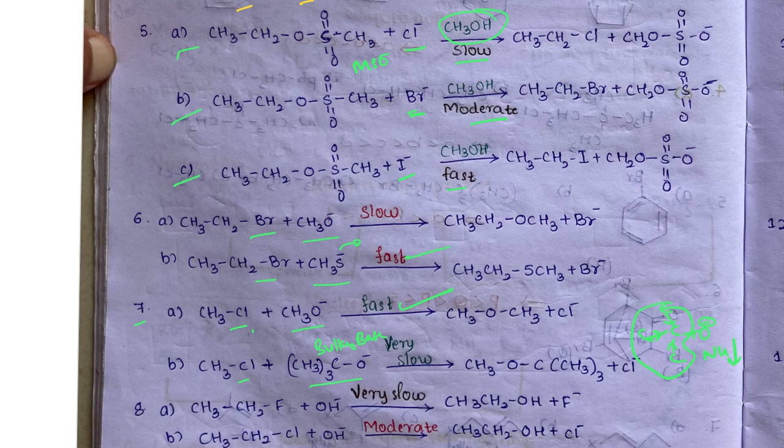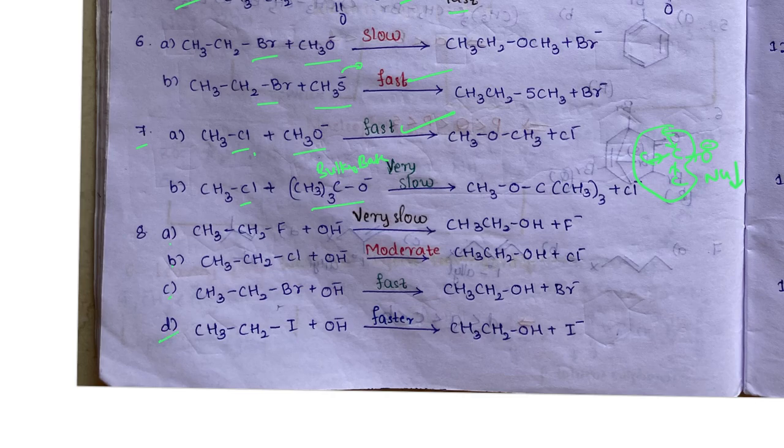Next, the eighth question. In this, A, B, C, D are there. The alkyl halide leaving groups are different now. The base is the same, OH. Then, which is a good leaving group? Already you studied leaving groups: a weak base is a good leaving group. For example, we know that HF is a weak acid, and it gives a strong conjugate base, F minus. So strong bases are not good leaving groups. Weak bases are required. Therefore, I minus is a good leaving group. Therefore, faster, fast, moderate, slow. Like this, they may ask which reaction is faster in SN2 reaction.